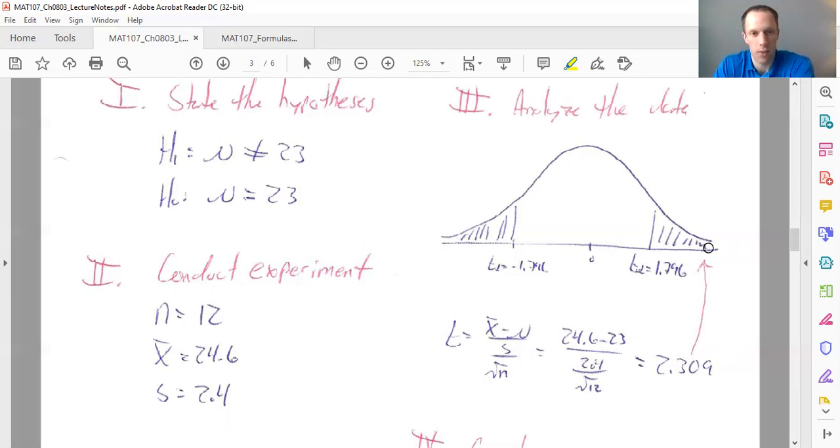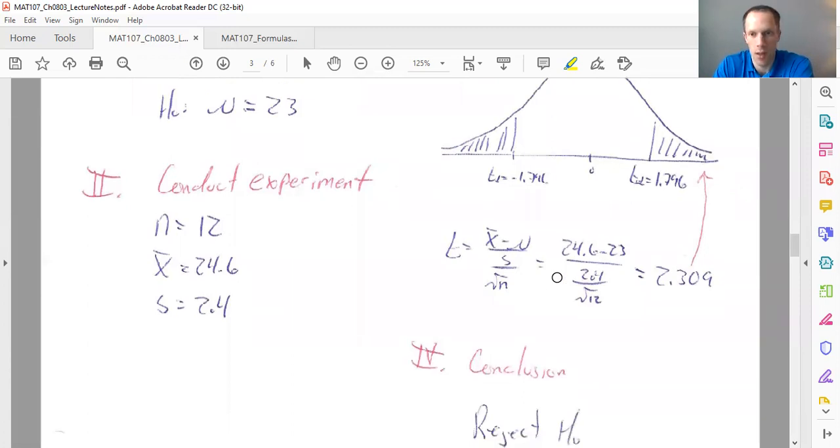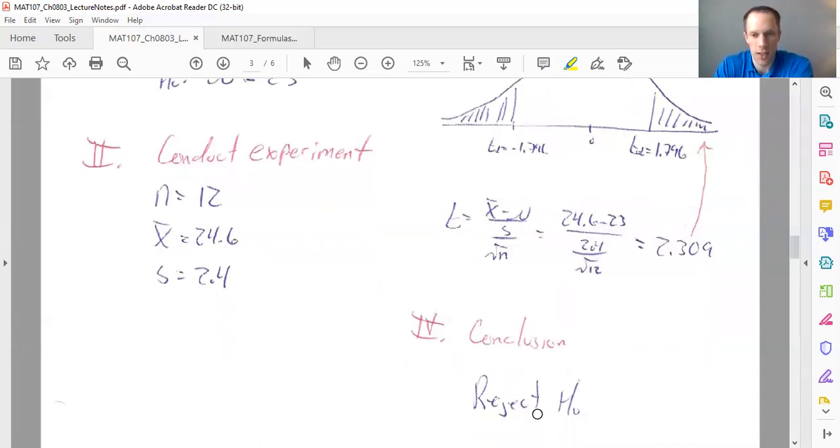which is in the shaded region, which means that this sample average is far enough away from 23 to say that the report is probably wrong. In other words, we feel comfortable rejecting the null hypothesis, which says that the average is equal to 23. Since the sample average was so far away from that, we say, you know what, that's probably not the case that the distribution is centered at 23. It's probably centered somewhere further out to the right where our sample average is located. So we reject the null hypothesis.